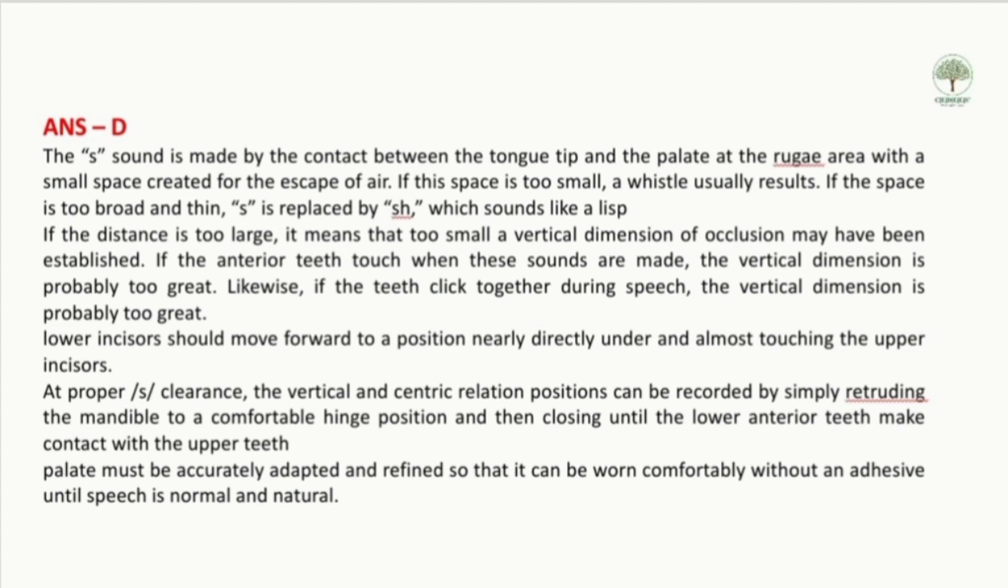So what happens when the anterior vertical overlap is too slight? Vertical overlap is your overbite. So if the overbite is too slight, there is excessive space for the air to come out. Next option is anterior horizontal overlap is excessive, which means overjet, wherein the space between your upper anterior and lower anterior is too much. The patient is somewhere in class 2, wherein the amount of air that is coming out is again excessive. So in these cases, the whistle is seen.